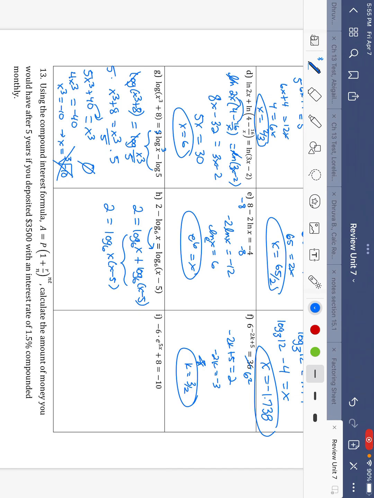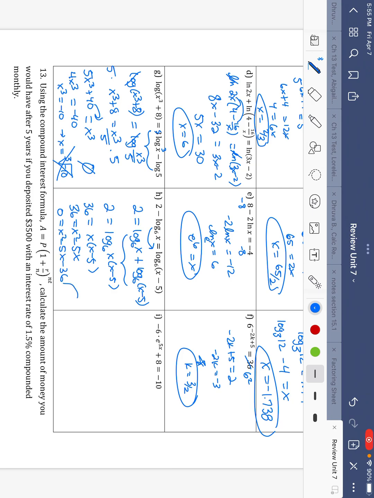All right, so time to change this to an exponent. So I get 6 squared equals x times x minus 5. So 6 squared is 36. So 36 equals x times x minus 5. So I got 36 equals x squared minus 5x. I'm going to move that 36 to the other side.